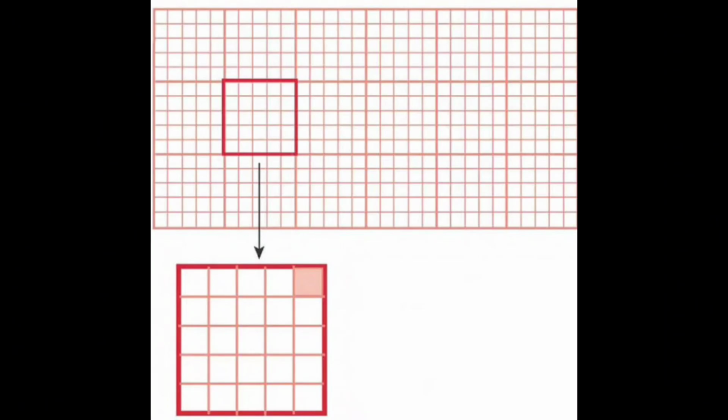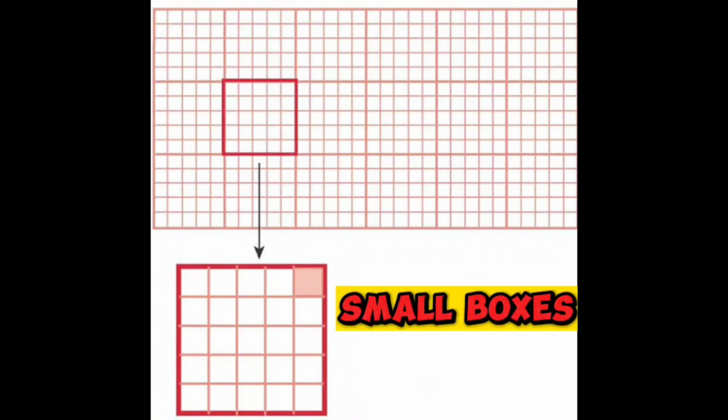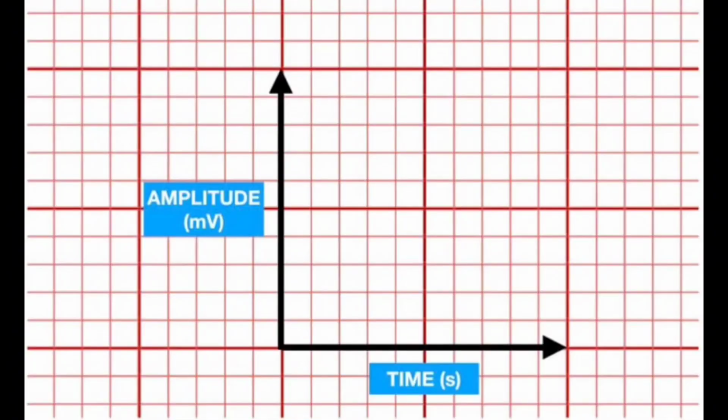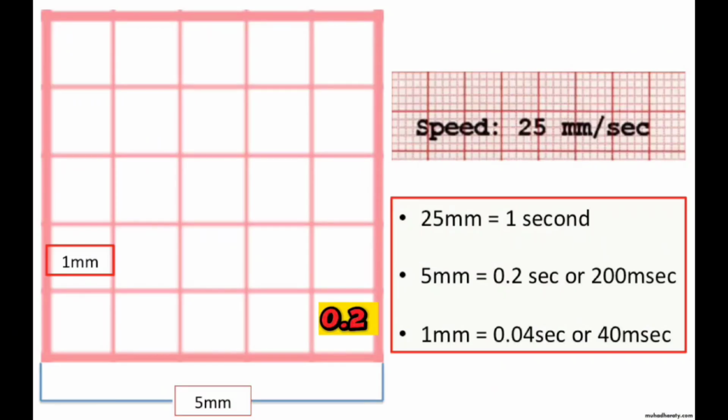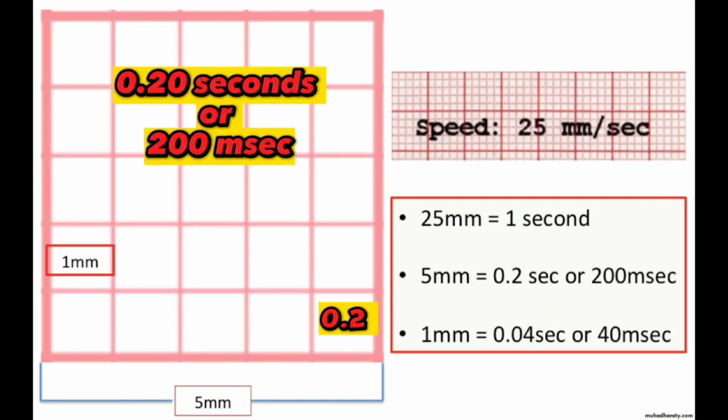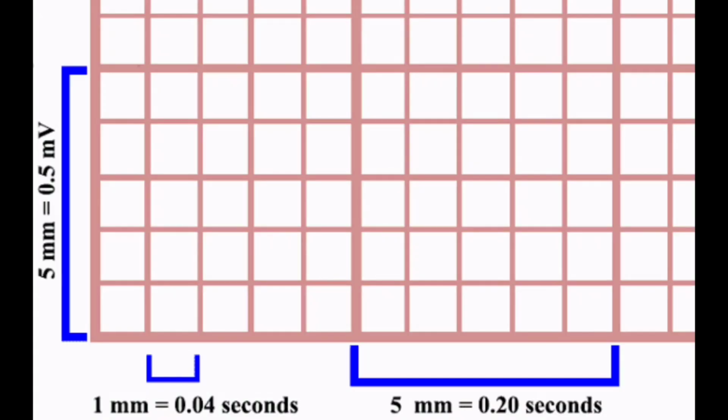This ECG paper is divided into large squares 5 millimeter wide, and these large square boxes are further divided into small squares, each 1 millimeter in width. So if you can see here, we have the x-axis that shows the duration expressed in milliseconds, and the y-axis denotes amplitude, which is expressed in millivolts. Each large box contains 0.2 seconds, or you can say 200 milliseconds, and each large box has 5 small boxes.